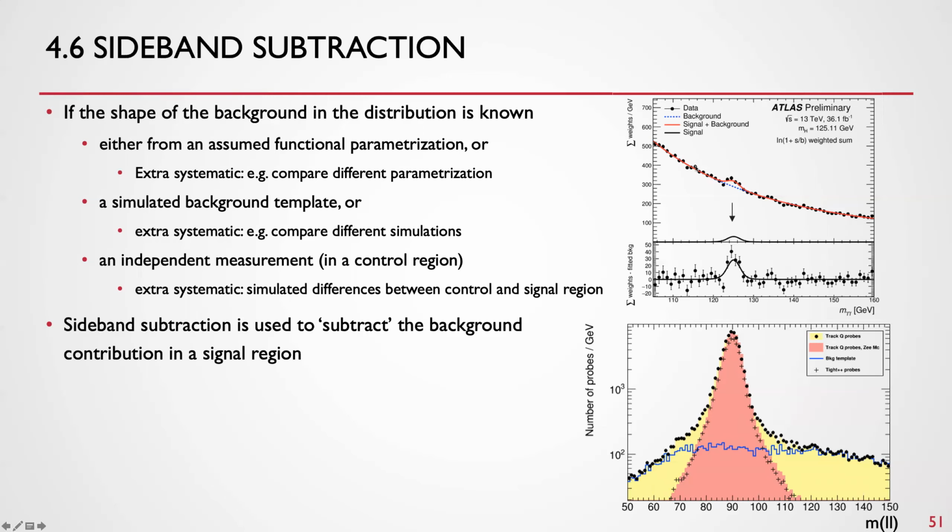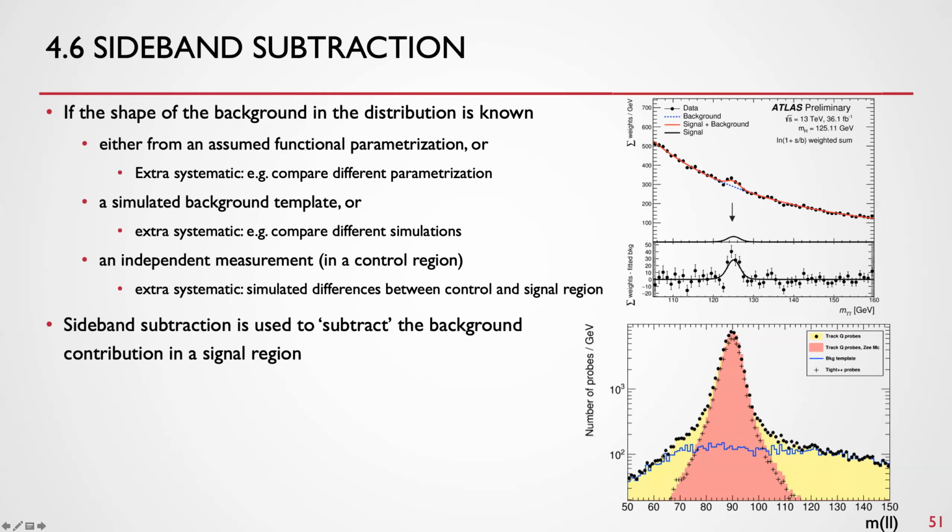Or some more complicated shapes that have some physics motivation. This, of course, is ambiguous, and this ambiguity is reflected in a systematic uncertainty on this prediction. That's, by the way, not shown here. One can also take a simulated background. That happens in the example below.